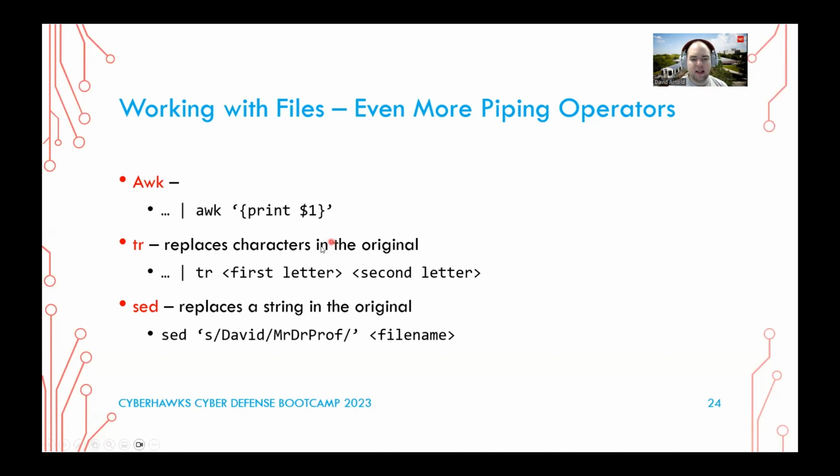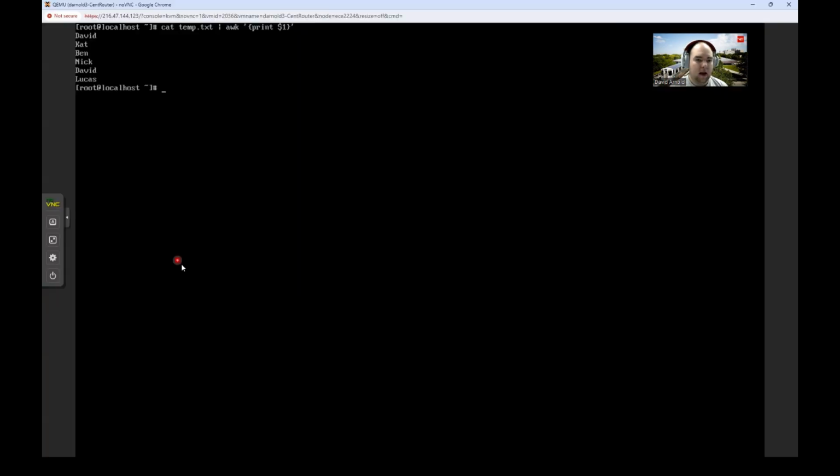We can use tr and sed as well. Let's say I want to replace a given letter in the original with something new. For instance, let's say I have cat temp.txt piped to tr, and instead of the spaces, I want commas. As you can see here, we have replaced all of the spaces with commas.